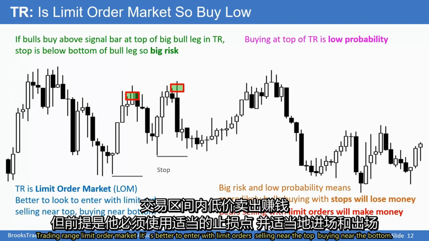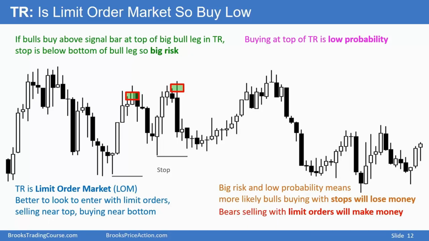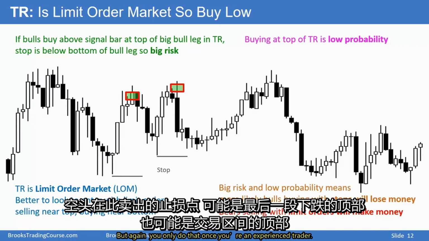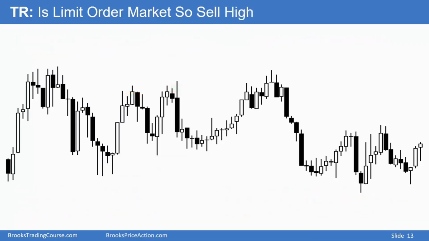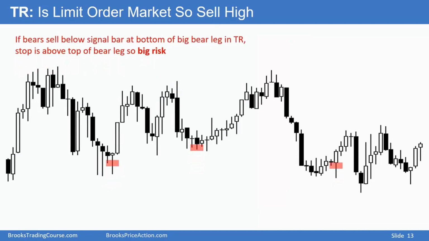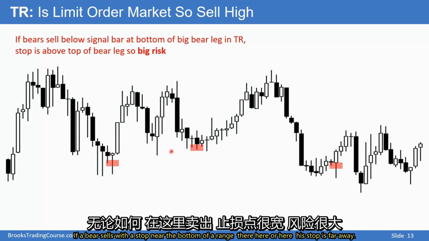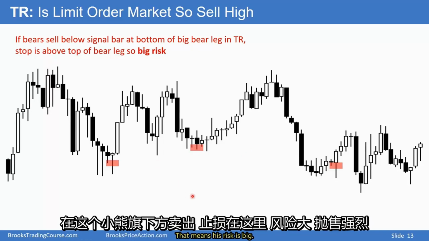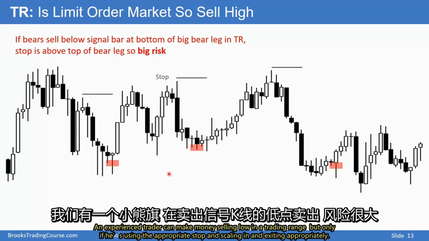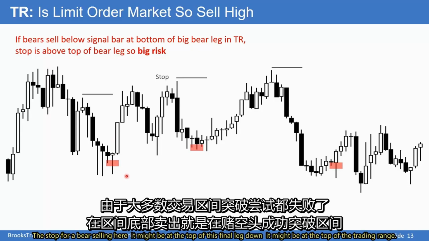Trading range, a limit order market. It's better to enter with limit orders, selling near the top, buying near the bottom. But again, you only do that once you're an experienced trader. If a bear sells with a stop near the bottom of a range there, here, or here, his stop is far away. That means his risk is big. An experienced trader can make money selling low in a trading range, but only if he's using the appropriate stop and scaling in and exiting appropriately.